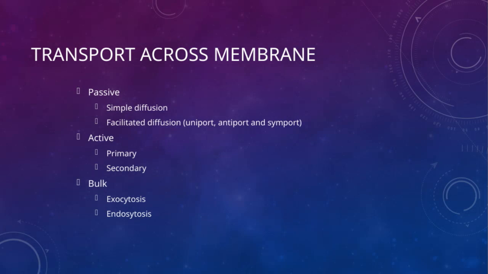Now, let's dive into the different types of transport across the cell membrane. First, there's passive transport, which doesn't require energy. Under passive transport, we have simple diffusion, where molecules move directly through the membrane from an area of high concentration to low concentration. It's a straightforward process driven by the concentration gradient.